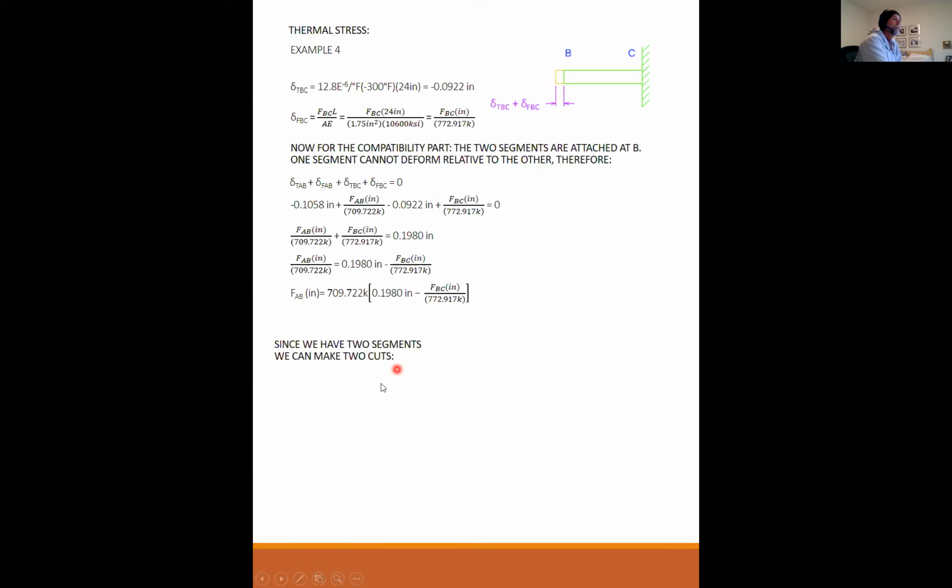Since we have two segments, we can make two cuts. Remember a couple lectures ago where we can make some cuts and take some free body diagrams?